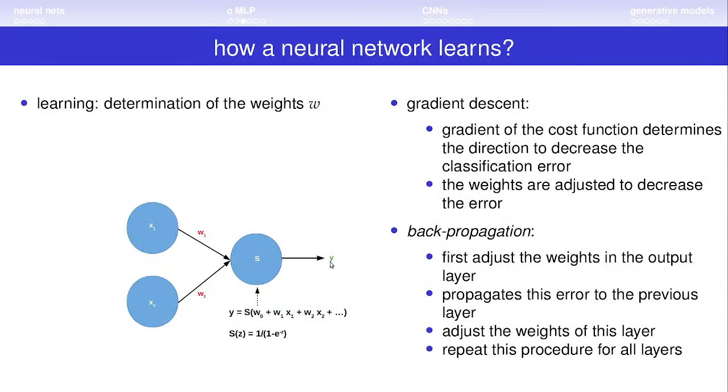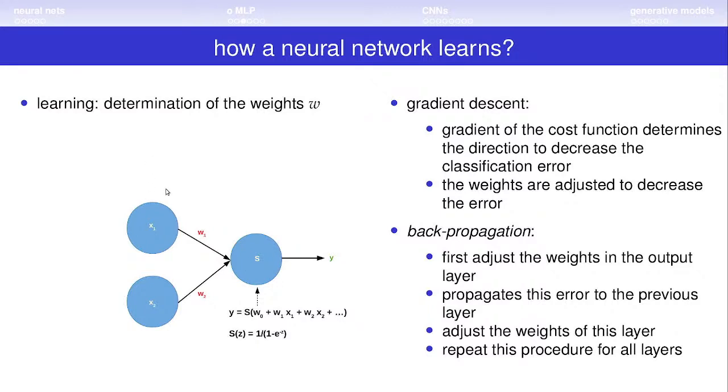The learning of this neural network is equivalent to the determination of the weights. In this case, we have 3 weights, W1, W2, and a bias term, W0. How is the training done? Through gradient descent, as usual. We compute the gradient of the cost function, and we take its negative value in order to go towards the minimum.